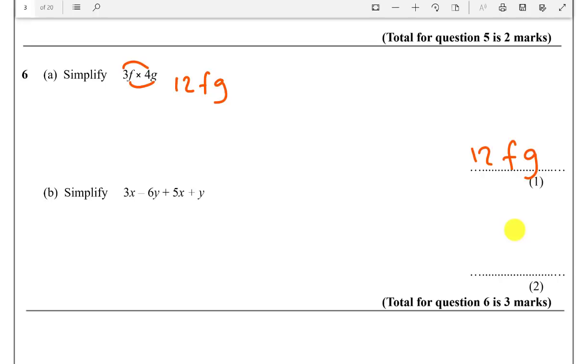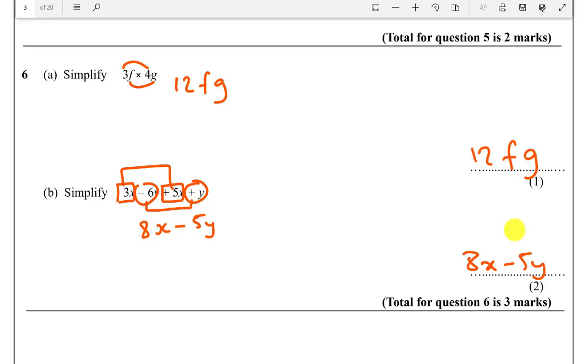Simplify, collecting the like terms. So what we're going to do is put the x's in a rectangle, maybe, including the sign, so you know what to do. So minus 6y and plus y in circles. So 3x plus 5x is 8x, and minus 6y plus y is minus 5y. So answer is 8x minus 5y.